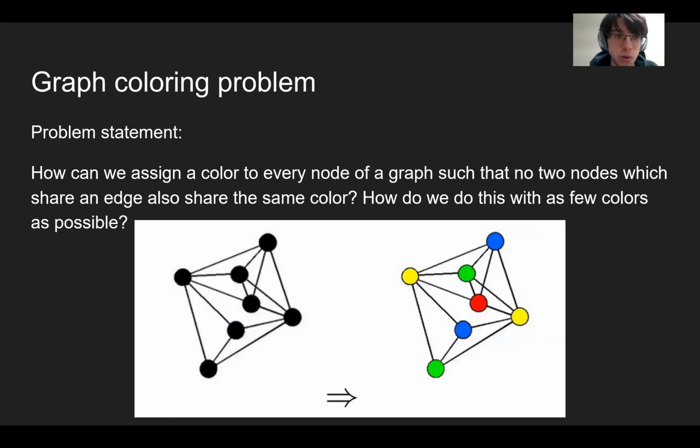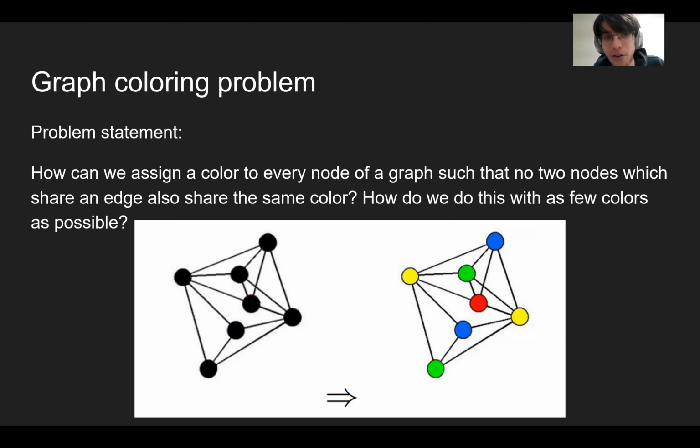Okay, cool. So now we're talking about a different problem. This problem is kind of interesting, actually, because there are different ways of putting it. There are other definitions of it, but we're just going to think about it as the graph coloring problem.